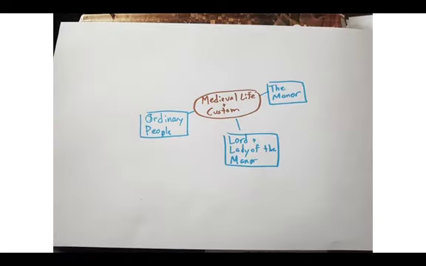So here you go. We've got medieval life and custom in the middle, and then we're going to put the three headings coming off right directly off of that title. And in this case, I've chosen a blue square. So take a minute. You can pause the video and write those out if you need to. I'm going to keep moving.